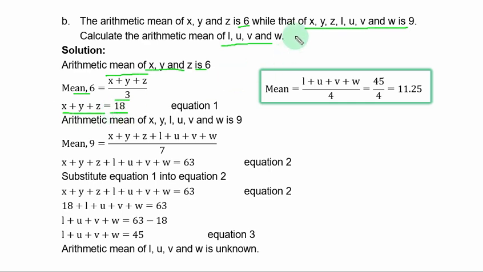Following that statement, the mean of S, Y, Z, L, U, V, and W is 9.